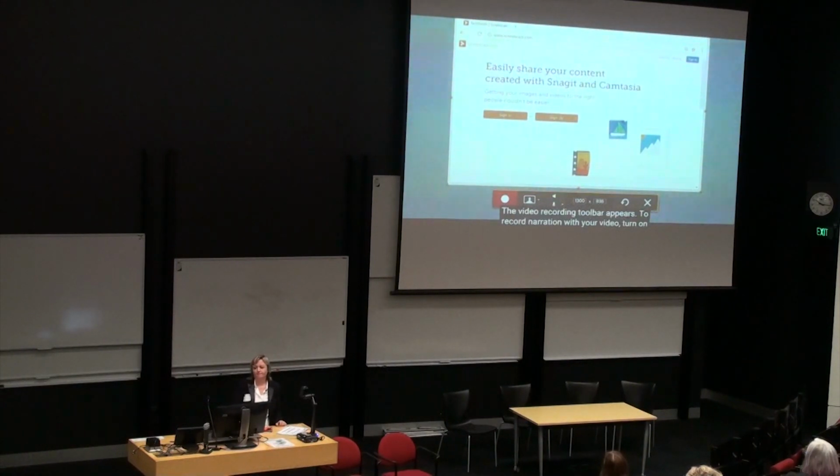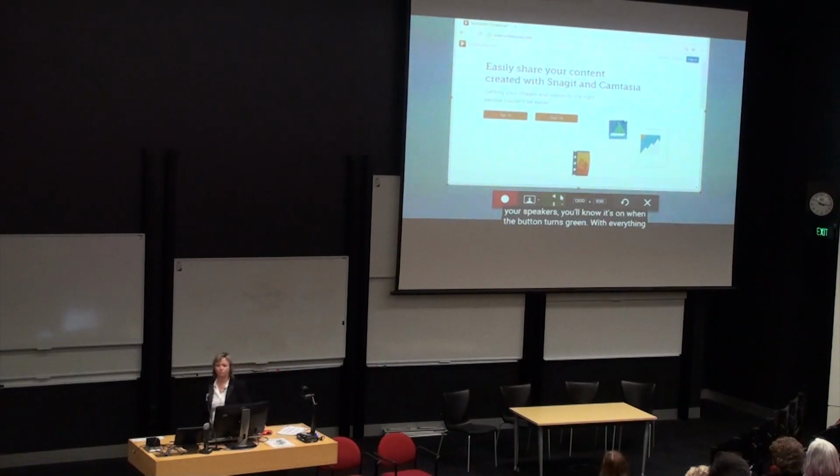The video recording toolbar appears. To record narration with your video, turn on the microphone here. If you have multiple audio inputs, select one from this dropdown. And use the visual indicator to confirm that it is picking up your voice. You can also turn system audio recording on or off. While you won't see a visual indicator of volume, even if audio is correctly coming out of your speakers, you'll know it's on when the button turns green. With everything set, click the record button.